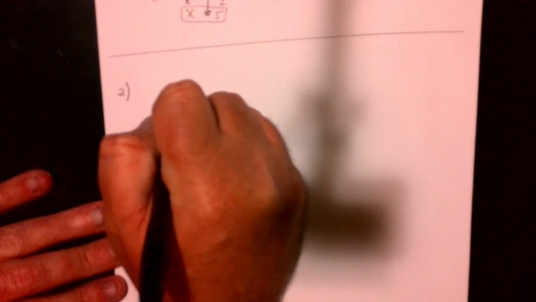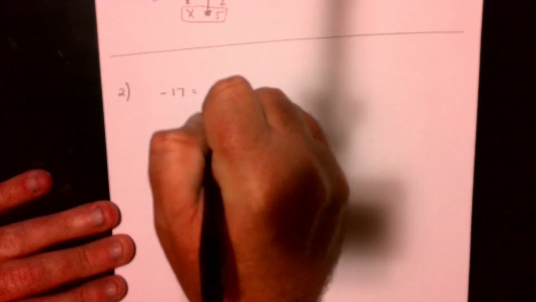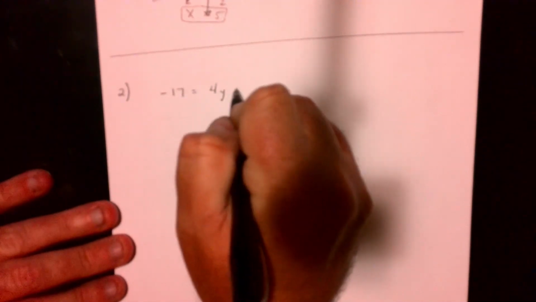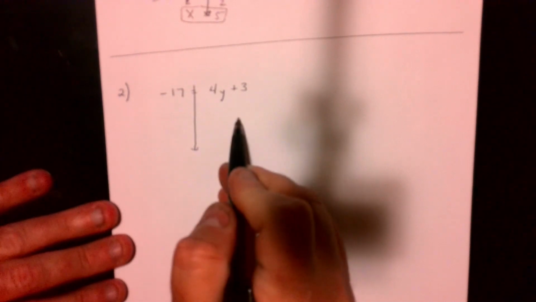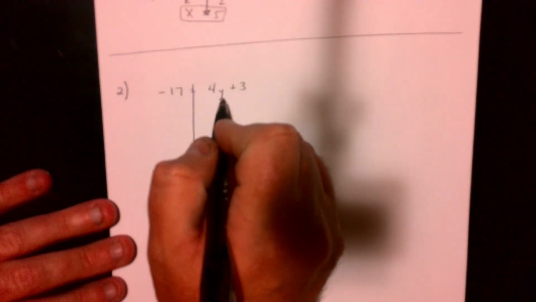If we have negative 17 equals 4y plus 3, same situation. Find the equal sign and break the problem in half. Get a right-hand side and a left-hand side to the problem. This time we're solving for y. It's on the right-hand side. So we need to get y by itself on this side.